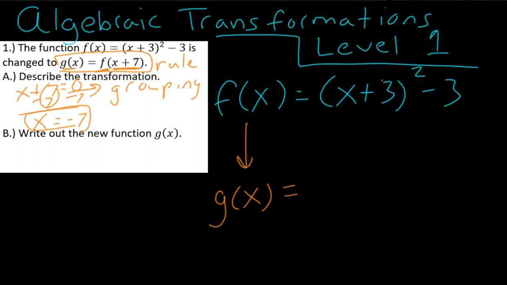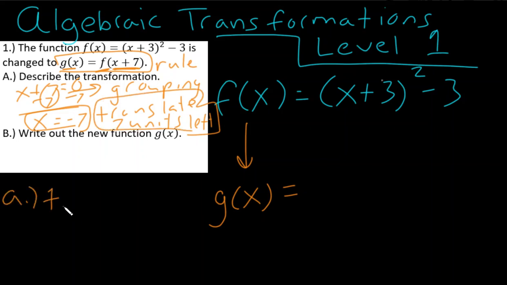So, what would we say here? When x equals negative 7, we could say that our transformation is that we translate 7 units left. In fact, let me write this right here. We translate 7 units left. And of course, that's because it's inside the parentheses, and our x is negative 7.